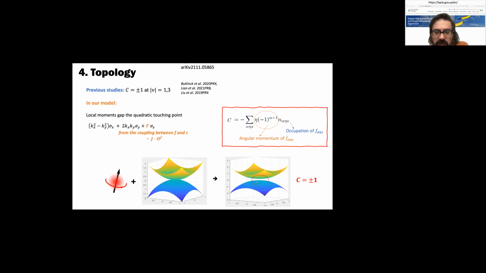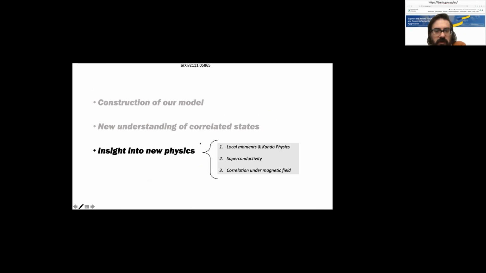Some of these states at different fillings have Chern numbers. Now, these correlated states, these Chern numbers are actually just the opening of the gap of this quadratic fermion, and depending on how you open it with different values, you can obviously lead to Chern numbers. And there's a consistency between the strong coupling and the heavy fermion calculation, which gives you the same description.